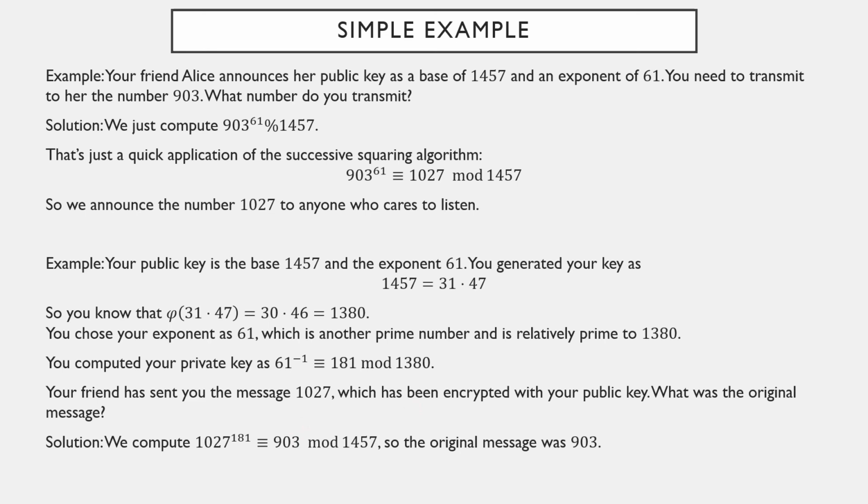So that's how it works. Your public key is a product of two primes and an exponent which is relatively prime to phi of that product. Your private key is then the inverse of the exponent modulo phi of the base. To send a message, you simply take your secret message and you raise it to their exponent modulo their base. When they want to recover it, they take your encrypted message and raise it to their private key modulo that base. So it's pretty quick once you get it into your mind.